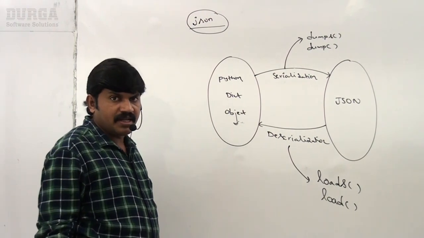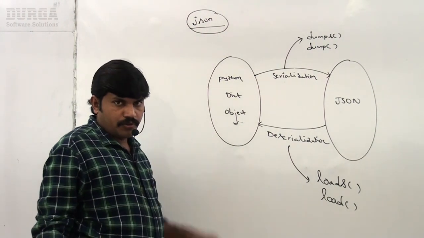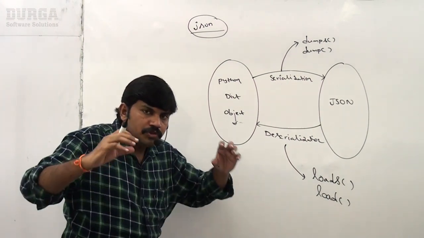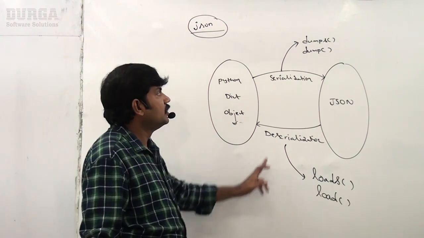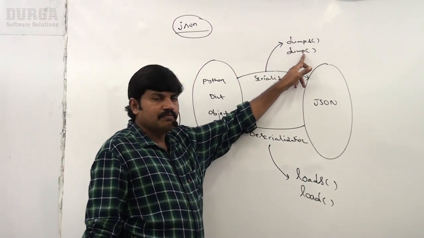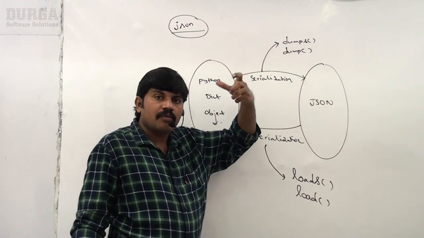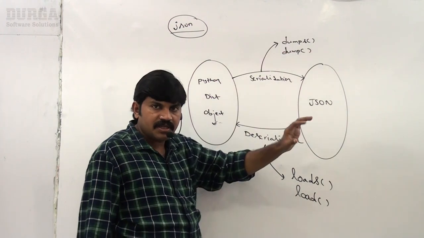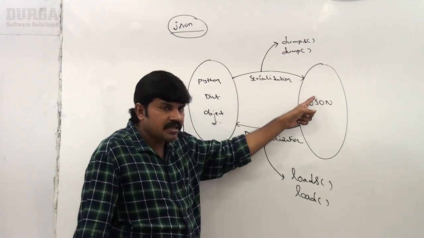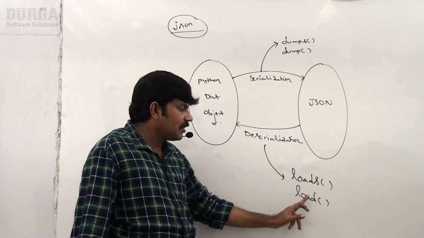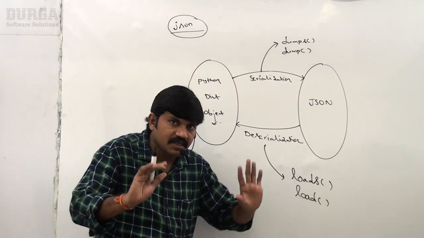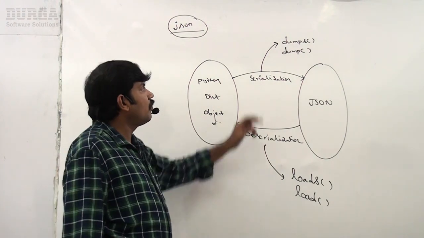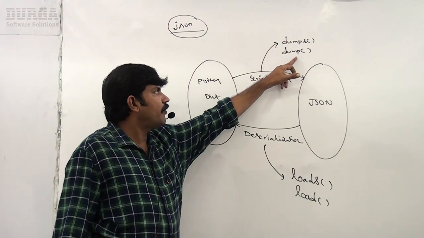Programmatically, which module do we require? The JSON module. For serialization, which functions are we going to use? dumps and dump. Why is this s there, and what is its significance? That part I will take care of. The dumps and dump functions are meant for serialization. Next, the loads and load functions are meant for deserialization. Are you feeling comfortable?